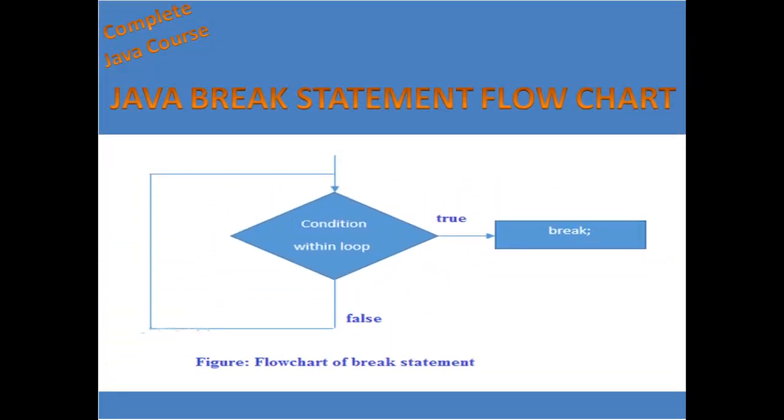This is a flow chart for the break statement. Within a loop, it checks the condition, and if it is true and encounters a break statement, it comes out from the loop. The control comes out from the loop. If it is false, then it checks the condition again.